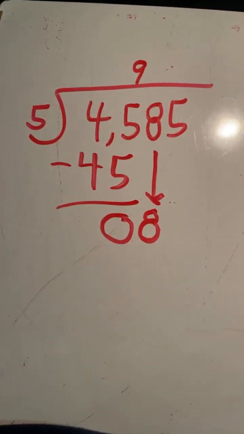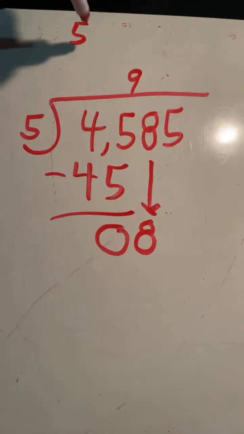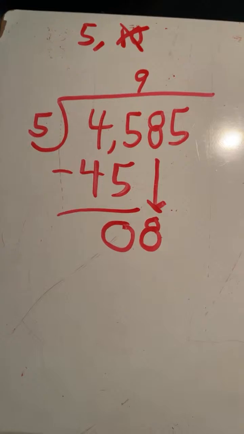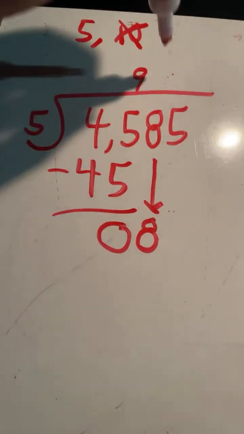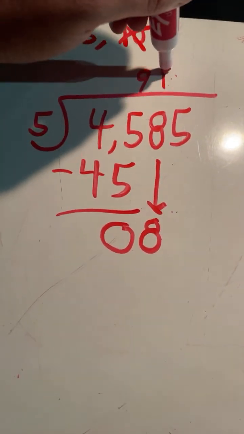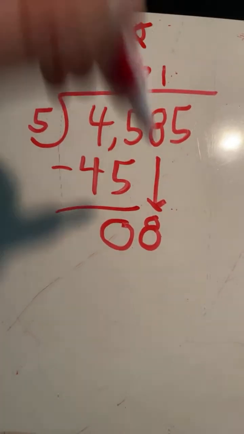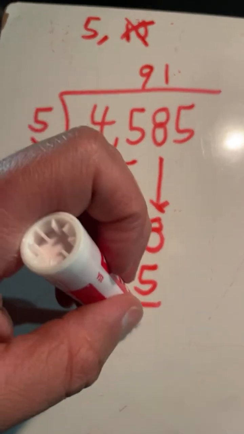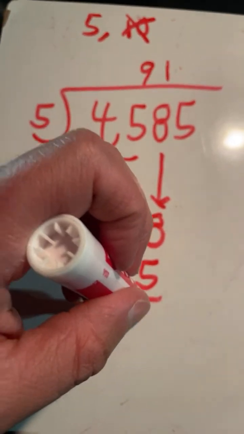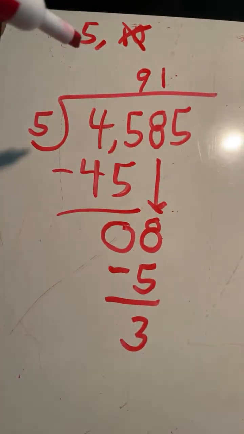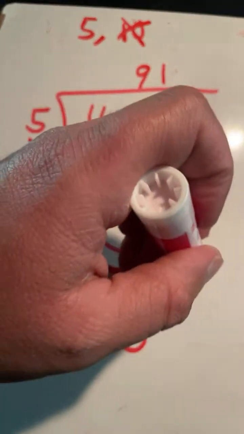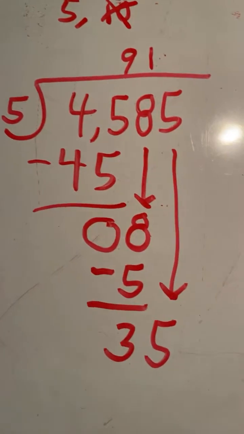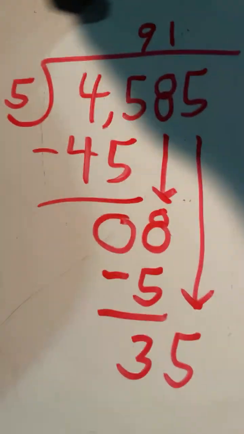How many groups of 5 can I get in 8? 5, that's one group. If I count by 5 again, I'll be at 10, and that's too far. But I was able to get one group of 5 within 8. 5 was as close as I could get to 8 without going over, so I subtract 8 minus 5 to see what the remainder is. We have a remainder of 3. Next, I bring down the final number. The 3 becomes 35, and I have to figure out how many groups of 5 go into 35.